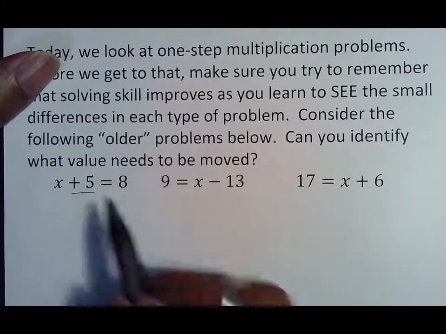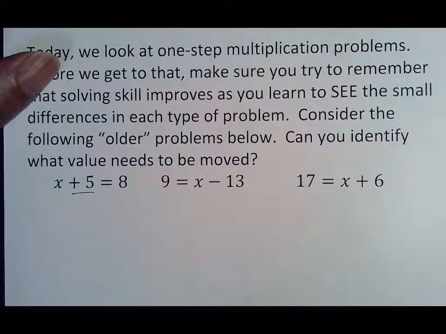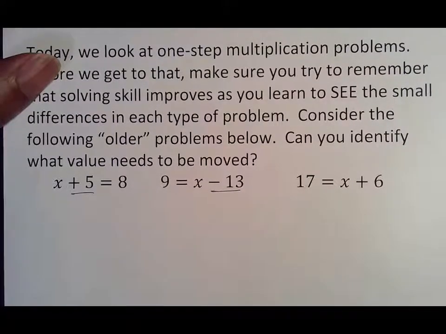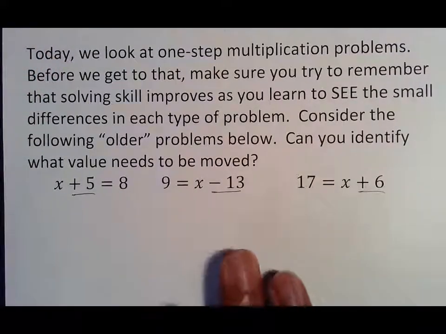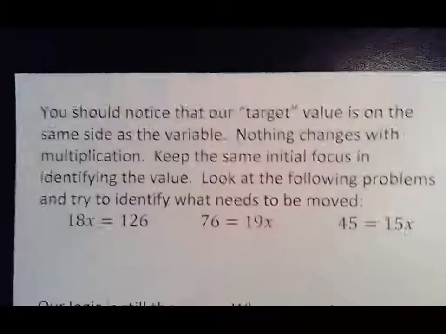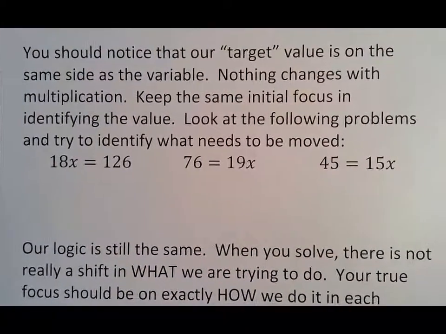First thing you should have solved was that it's a positive 5. How we move it is by subtracting. Second thing you should have solved is that it's negative 13. Again, that's negative 13. You move that by adding it. And the third thing you should have noticed was the positive 6, which means you would move it by subtracting it. All right, so what you should notice in those problems is that our target value is on the same side of the variable. Nothing changes with multiplication. Keep that same initial focus in identifying the value.